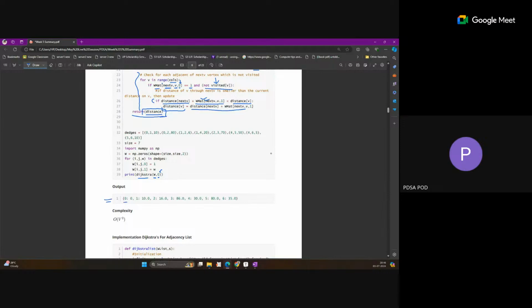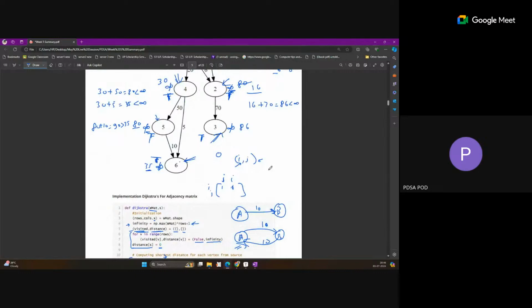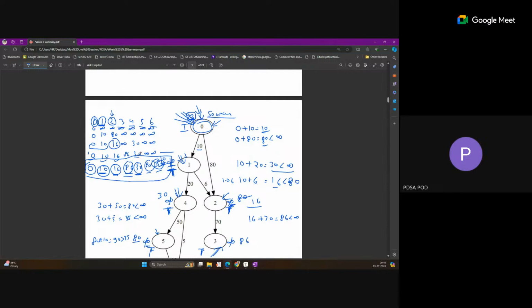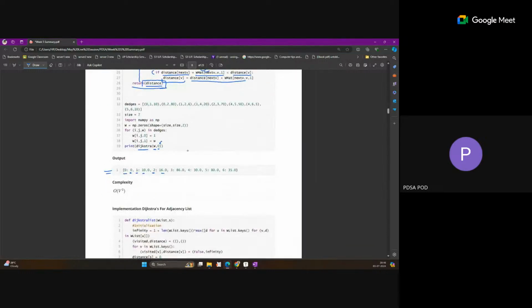So 0 is the source, and the shortest path distance for the source is 0. For 1 you have 10. We have already calculated this in the previous example for the same graph. For 2 we are getting 16.0, so 16. For 3, 86, 30, 80, and 35. So we are getting the same values, you can see 86, 30, 80, and 35.